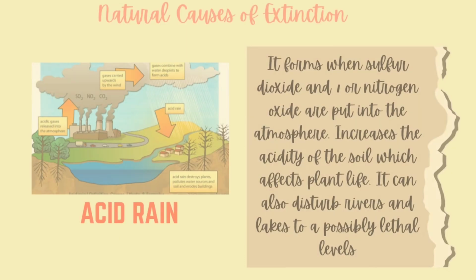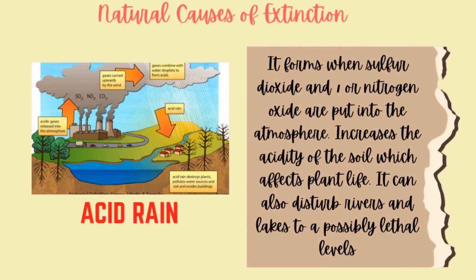Next, acid rain. Acid rain forms when sulfur dioxide and or nitrogen oxide are put into the atmosphere. The chemicals get absorbed by the water droplets in the clouds and eventually fall to the earth as acid precipitation. Acid rain increases the acidity of the soil, which affects plant life. It can also disturb rivers and lakes to possibly lethal levels.